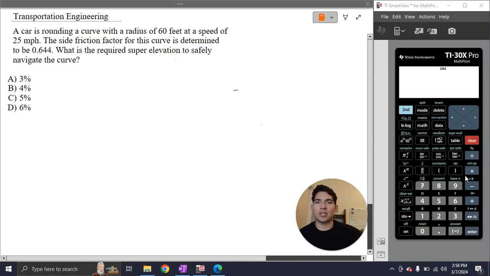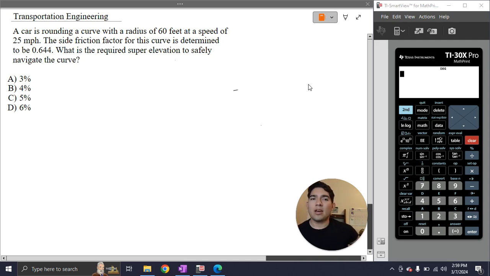Today I have a transportation engineering problem for you. We're going to be solving a horizontal curve problem. So this one says a car is rounding a curve with a radius of 60 feet at a speed of 25 miles per hour. We're given a friction factor of 0.644 and we're required to solve for the super elevation.